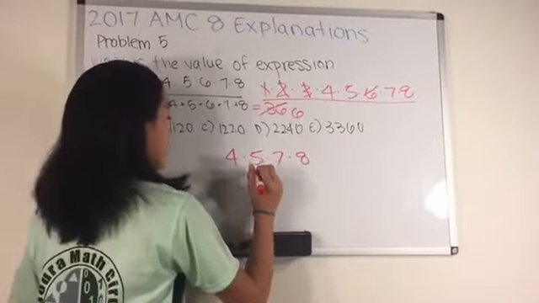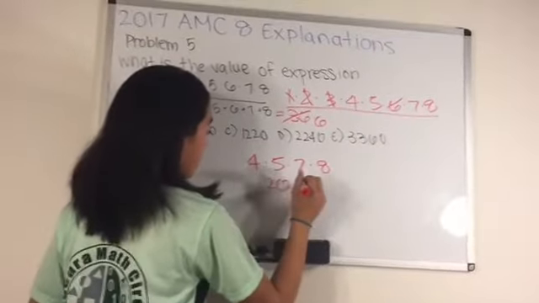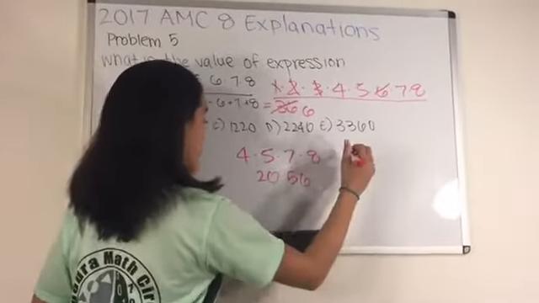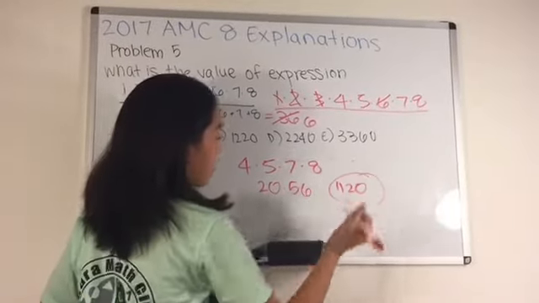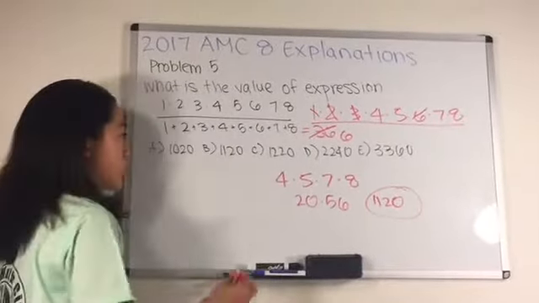So this gives us 20 times 56, and then 56 times 2 is already 112, so add a 0 to the end, and that's 1,120, which is option B.